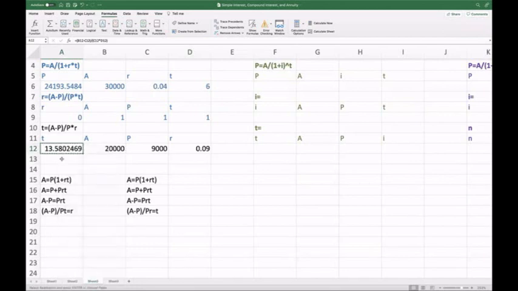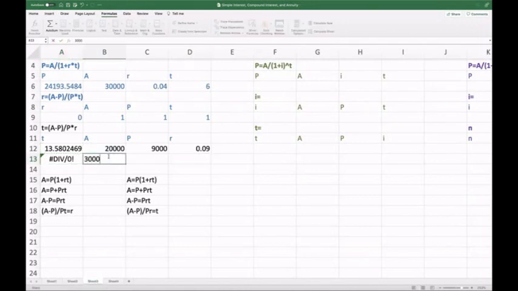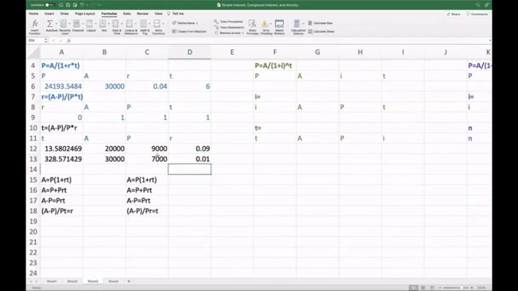Or copy and then paste. Okay, so they're undefined again. But if you put values, there will be an answer, right? 30,000, and then 7,000, and then 0.01, for example. Oh, see, we have an answer: 328. It's not realistic also, right? 328 years. Anyway, let's change it to be more realistic.